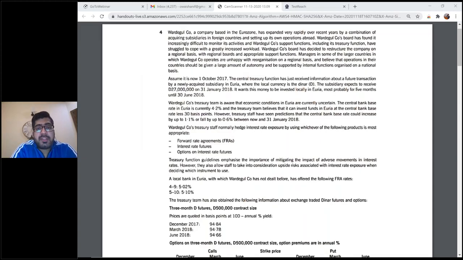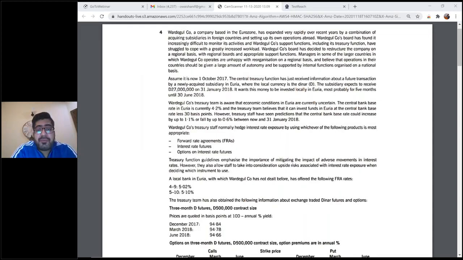Wadikul's treasury team is aware that economic conditions in Urea are currently uncertain. The central bank base rate, the interbank rate, in Urea is currently 4.2%. The treasury team believes it can invest funds in Urea at the central bank base rate less 30 basis points. 30 basis points means 0.3%. 1% is 100 basis points, so 30 basis points is 0.3%.